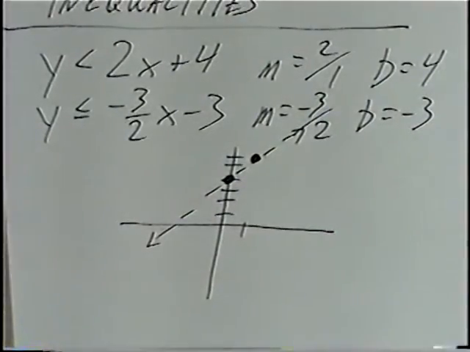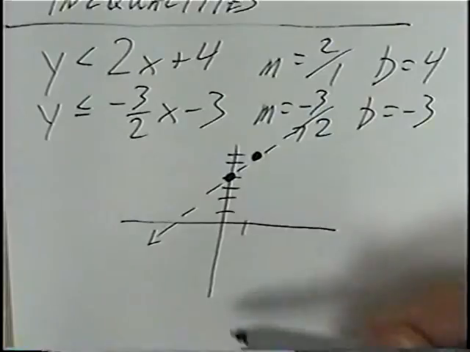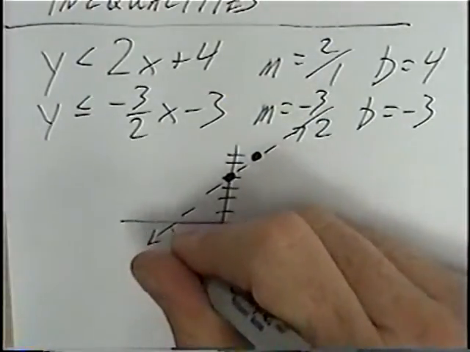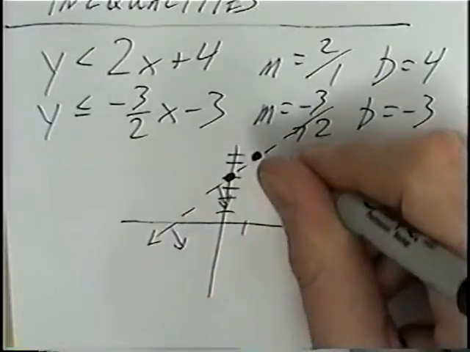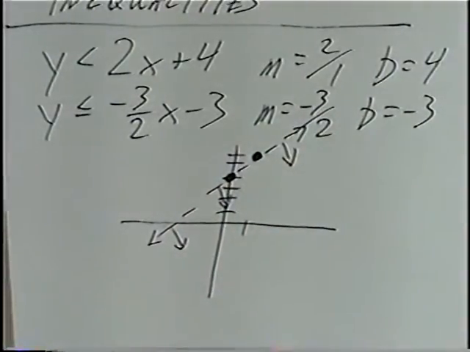Also, the shading for this graph: if y is less than the inequality, that means we'll shade the bottom part of the graph. Since we'll shade two inequalities, I'll draw arrows underneath this line to represent that we'll shade the bottom of the graph.